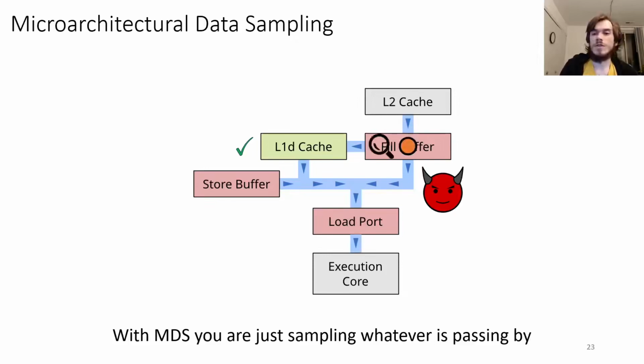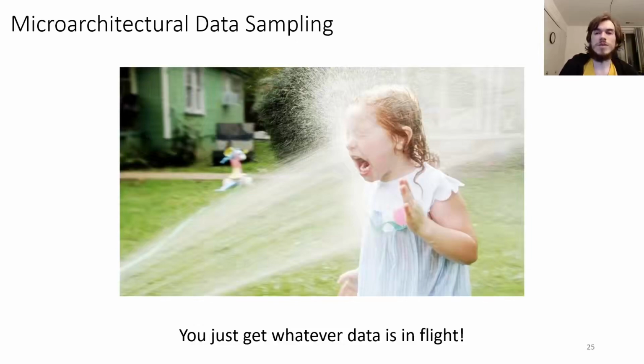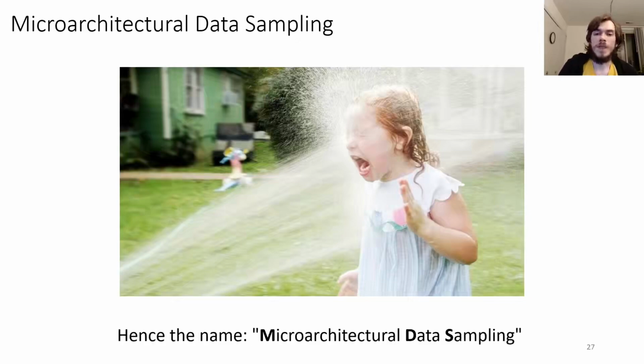So if we have the orange dot, you will just see the orange dot from the fill buffer. And if we have the blue dot here, you'll just see the blue dot from the fill buffer. And then finally, if we have this green dot, you'll just see the green dot from the fill buffer. This just means that whatever is passing by at the time, that's what you'll extract using MDS. It's really like drinking from a fire hose, because you just get whatever data is in flight. This also means that you have no control over what you're getting, and hence the name microarchitectural data sampling, because you're just sampling data from these microarchitectural buffers.